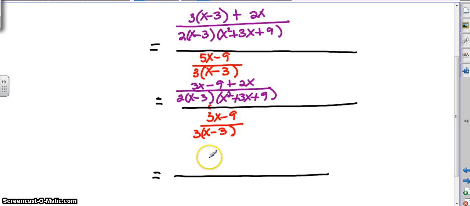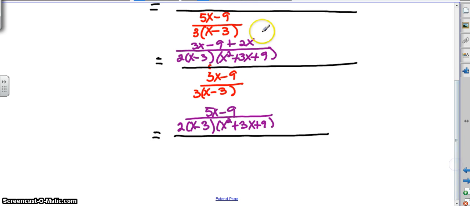So 3x plus 2x gives me 5x minus 9. Now look what I'm noticing. When I do this numerator, 5x minus 9, I have a 5x minus 9 there. That's going to be able to simplify later. Divided by 2 times x minus 3 times my trinomial, and that is all over 3x minus 9 over 3 times x minus 3, and I don't want to multiply that out yet.